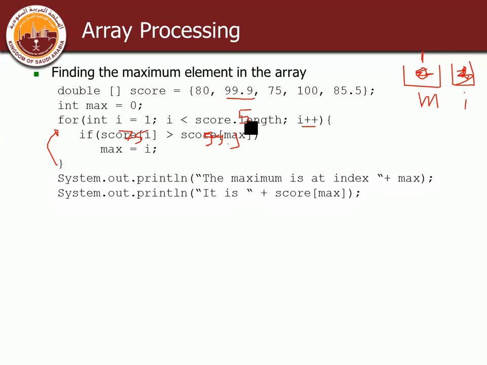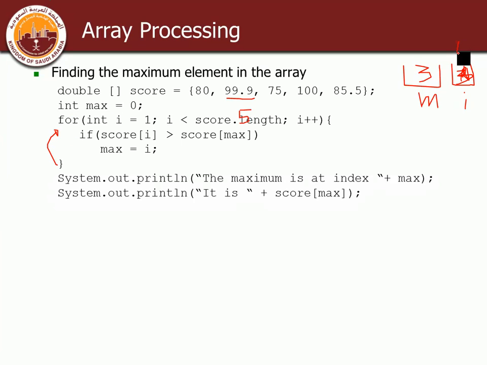Is 3 less than 5? Yes. Now what is inside of score of 3? Score of 3 is 100. Is 100 greater than score of max? This is score of max. Yes, 100 is greater than 99.9. So what would happen is that now max becomes equal to 3. And then I finish and go up.